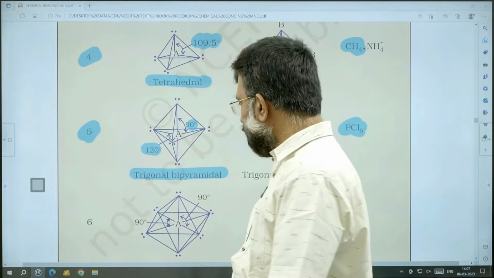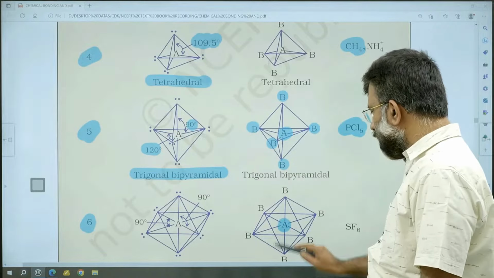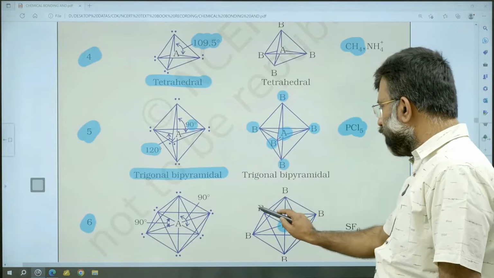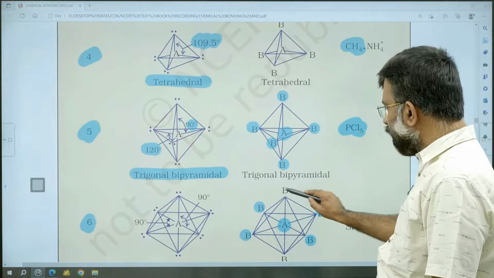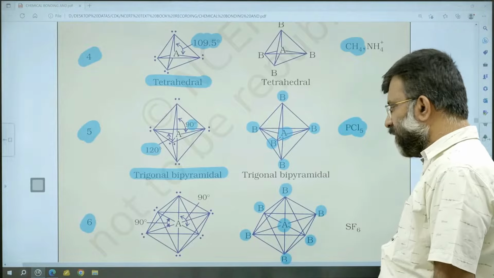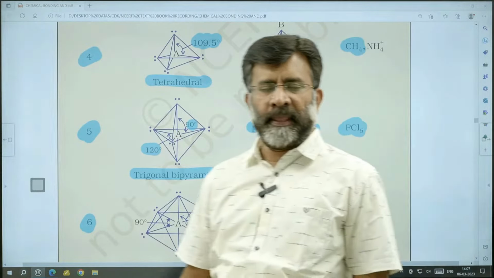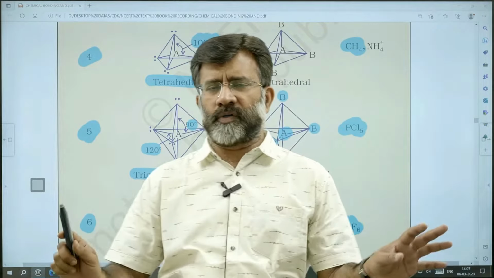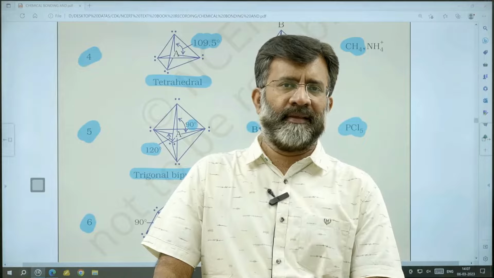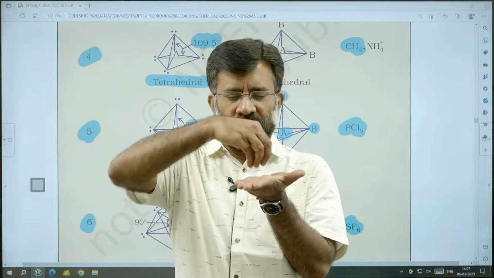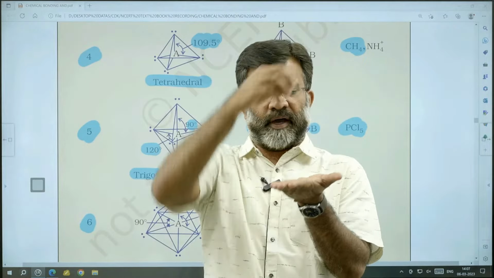Okay. Next is 6 electron pairs, that is the octahedral system. The central atom is in a plane with 4 surrounding atoms in the same plane, and one above the plane, one below the plane. We call it octahedral geometry. The very famous example, SF6. All bonds are identical. Sulfur at the center, fluorine 1, 2, 3, 4, 5, 6.